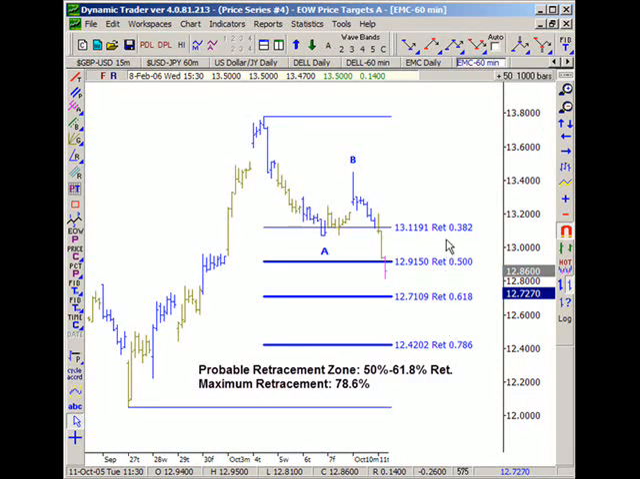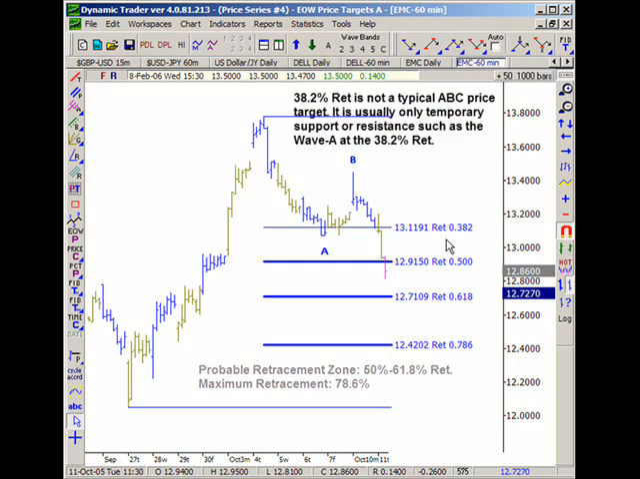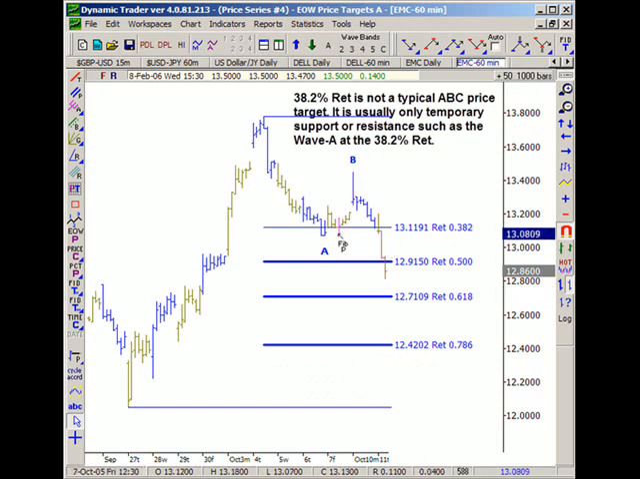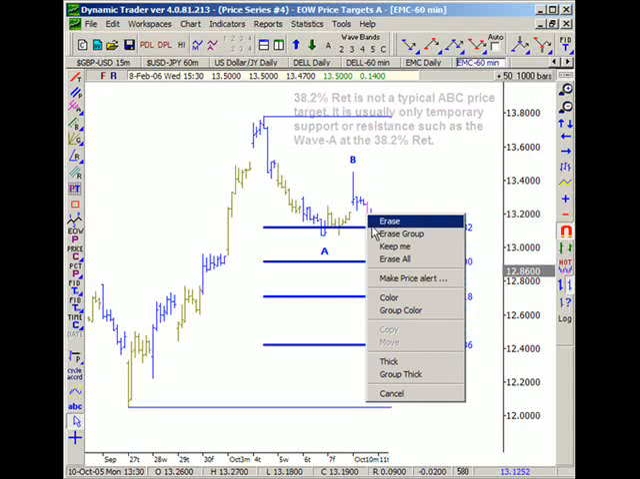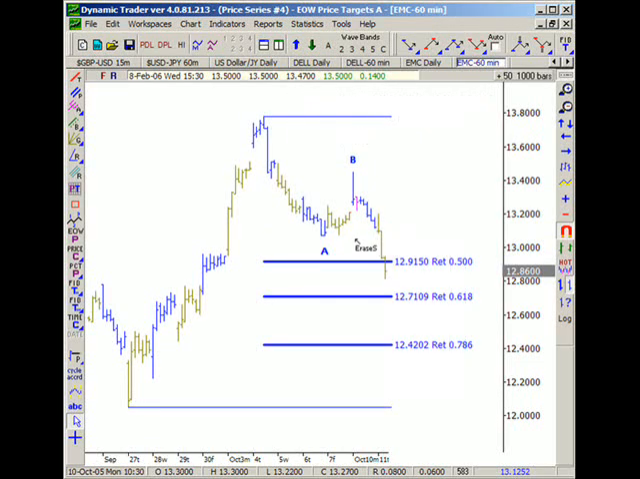Oh yes, by the way, the 38.2% is usually not a retracement where corrections end. It's usually temporary support or resistance, just like it was in this case where we had a short-term low, which we've labeled an A, and then the market rallied and continued to a new low. We can just take that off. So 38.2% is very unusual for a correction to end at that retracement level. So now we have the 50, 62, and 78.6%.